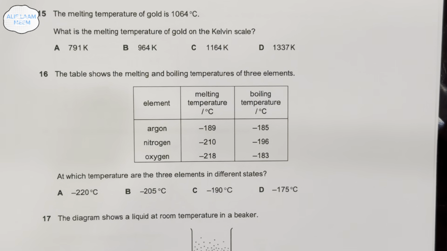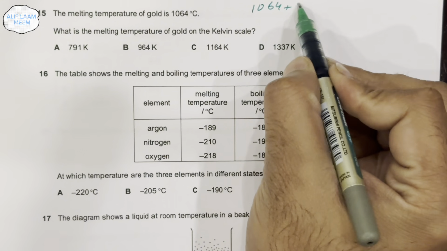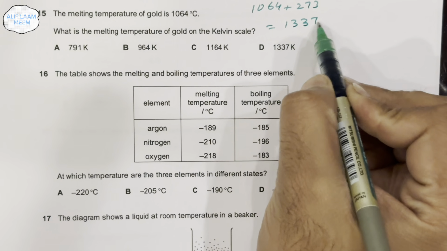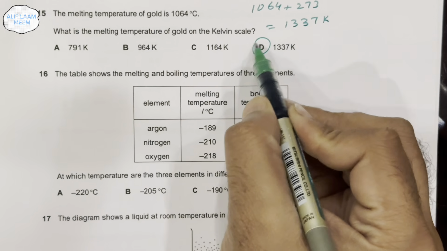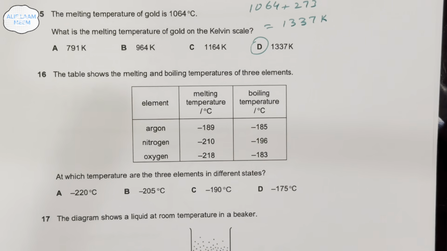Moving to question number 15, the melting temperature of gold is 1064 degrees Celsius. What is the melting temperature of gold in the Kelvin scale? So you simply need to add 1064 plus 273, that is equal to 1337 Kelvin. So option number D is the correct option. Moving to question number 16.